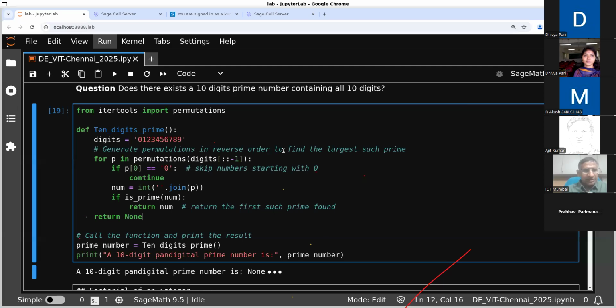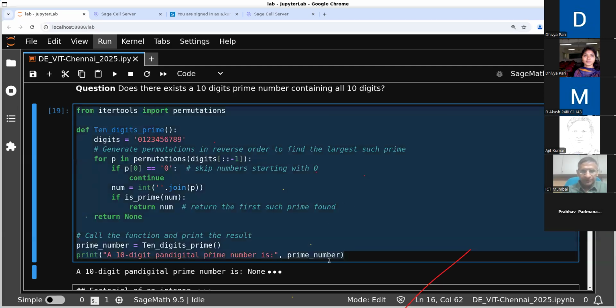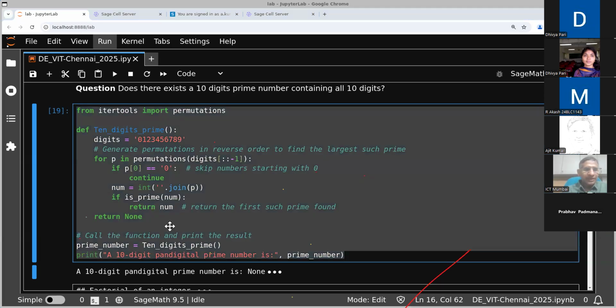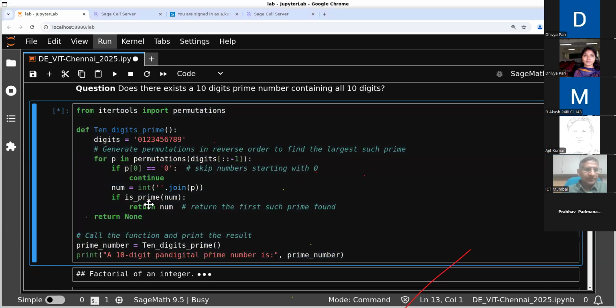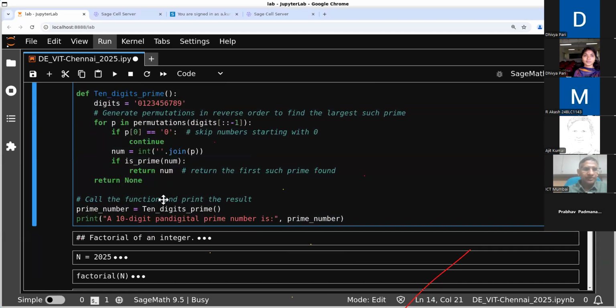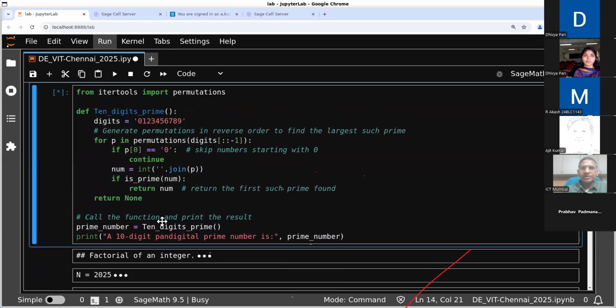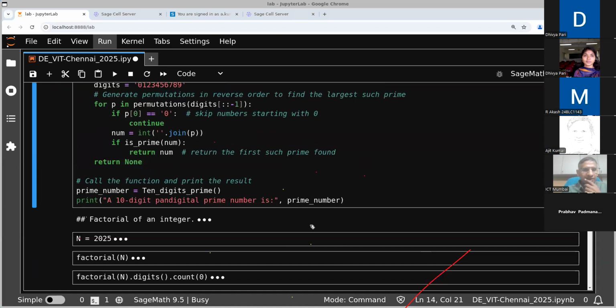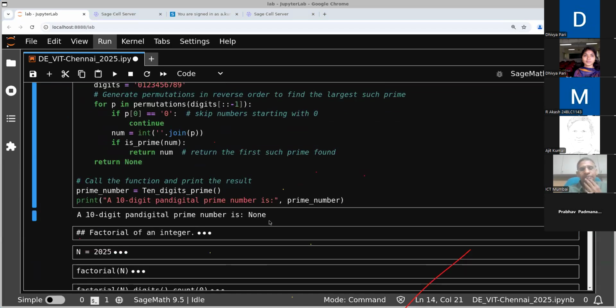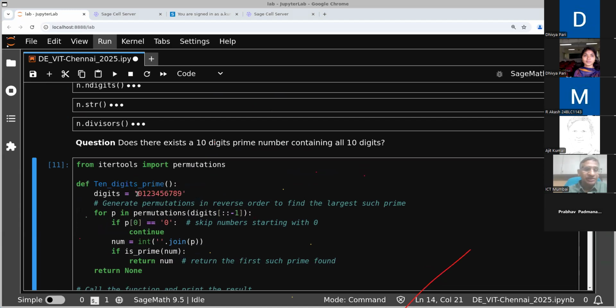Let me run this. First, let me copy this in the chat. And if I run this, then it is telling me, what is the answer I'm getting? For 10 digits, there is no prime. So you see that? There is no prime having 10 digits in which all these digits appear.